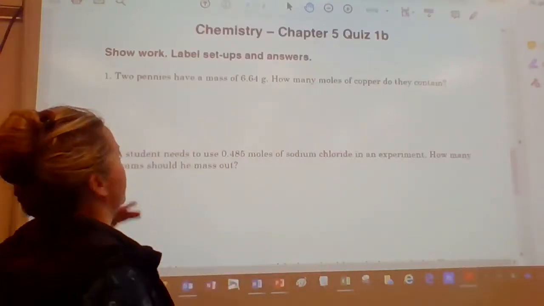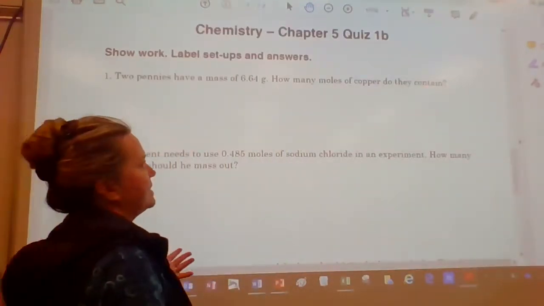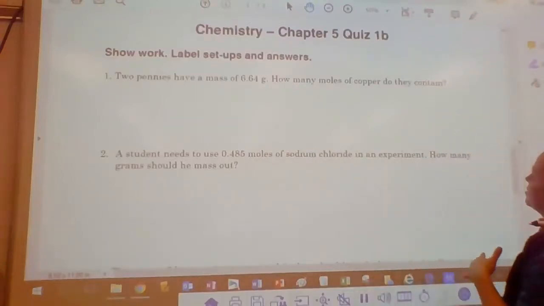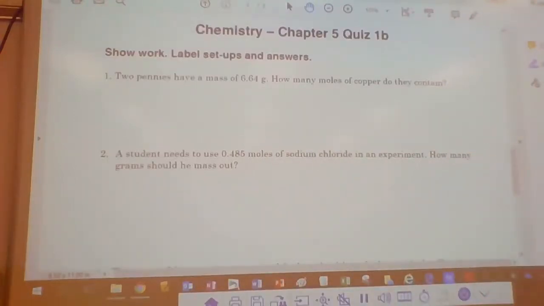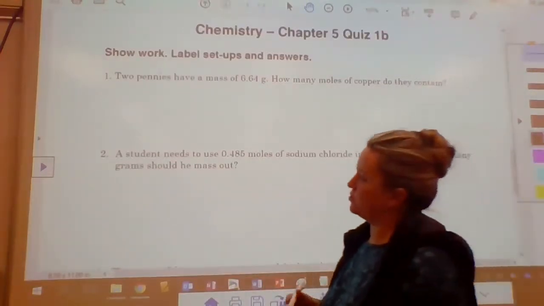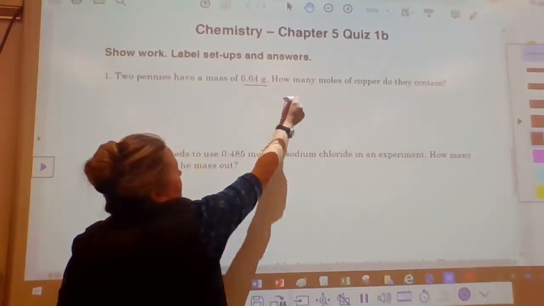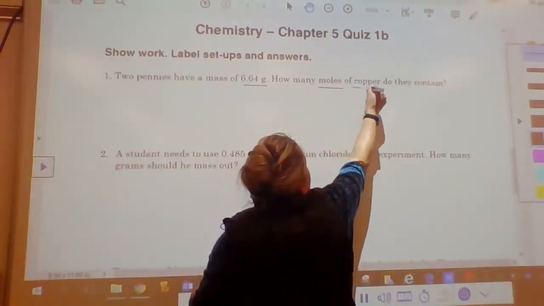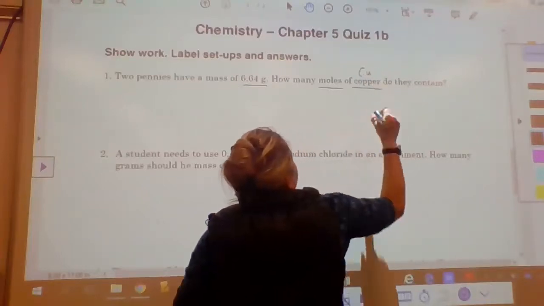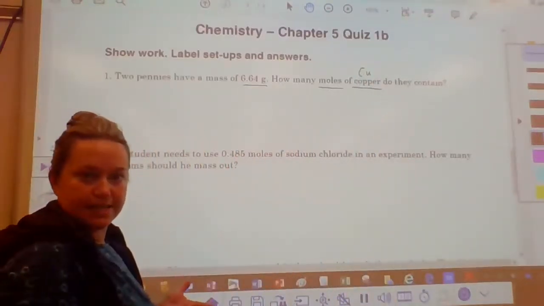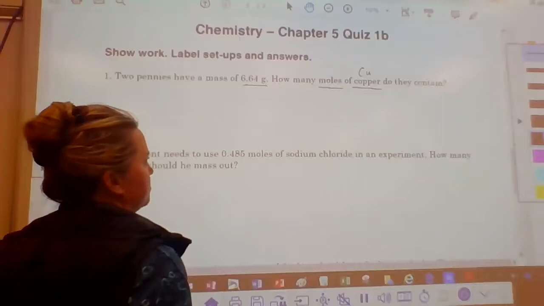So problem number one, we have 2 pennies that have a mass of 6.64 grams, and we want to know how many moles of copper. So we're going to take a look at just doing a quick problem of dimensional analysis, converting from our given grams to the number of moles of copper. So remember, copper is Cu. You're going to need a periodic table as well to do any of these problems.